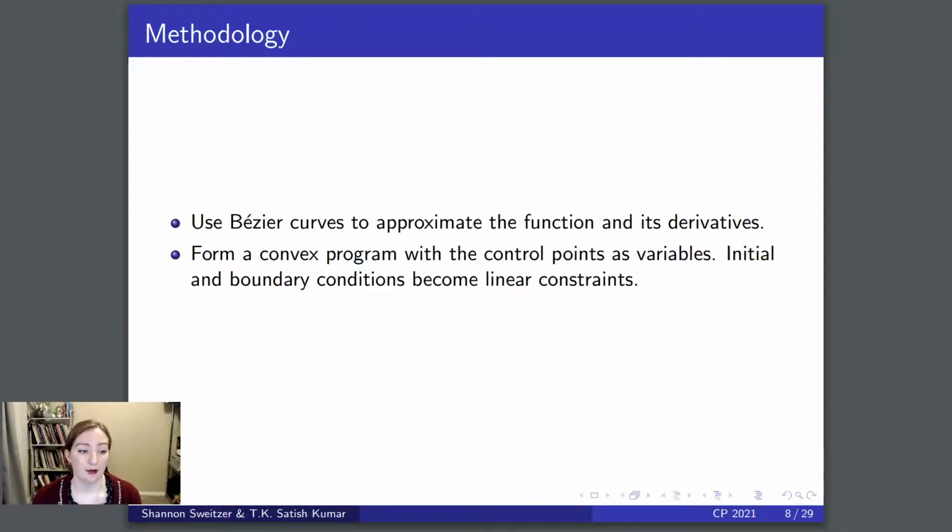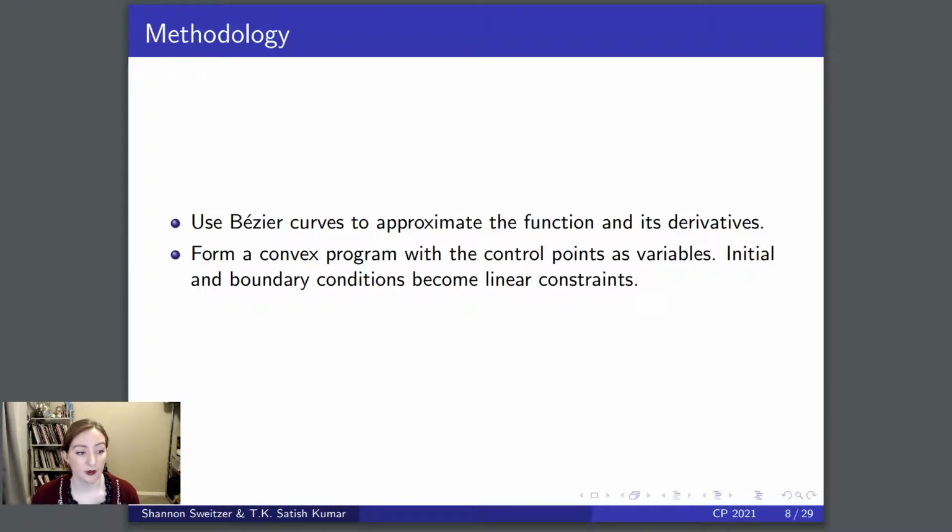We can now elaborate on the details of the method of this project. The idea is to use Bezier curves along with their derivatives to approximate the function and derivatives of a differential equation. This reformulates the differential equation as a polynomial equation. In order to enforce this polynomial equality, we can form a convex optimization problem on the control points. Any initial and boundary conditions from the differential equation become linear constraints on the control points.